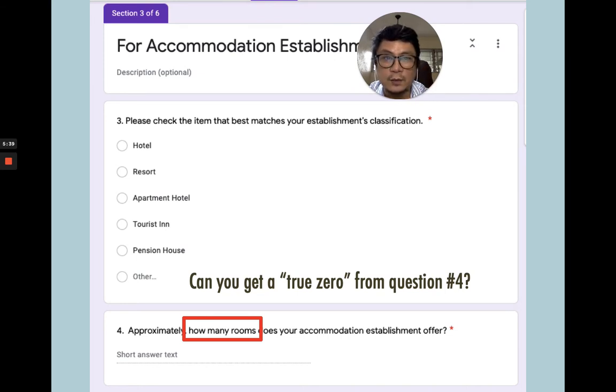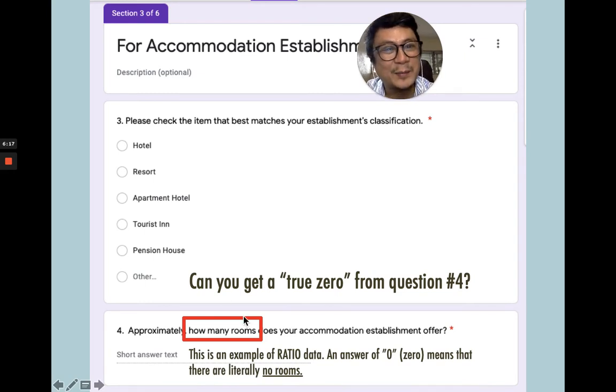If they put in 0, they are saying that they literally have no rooms. Okay? So is that possible? The answer is no, because to be an accommodation establishment, they should have at least one room. If they don't offer a room, then they're not an accommodation establishment. So this number 4, the level of measurement there, it will give us interval data.